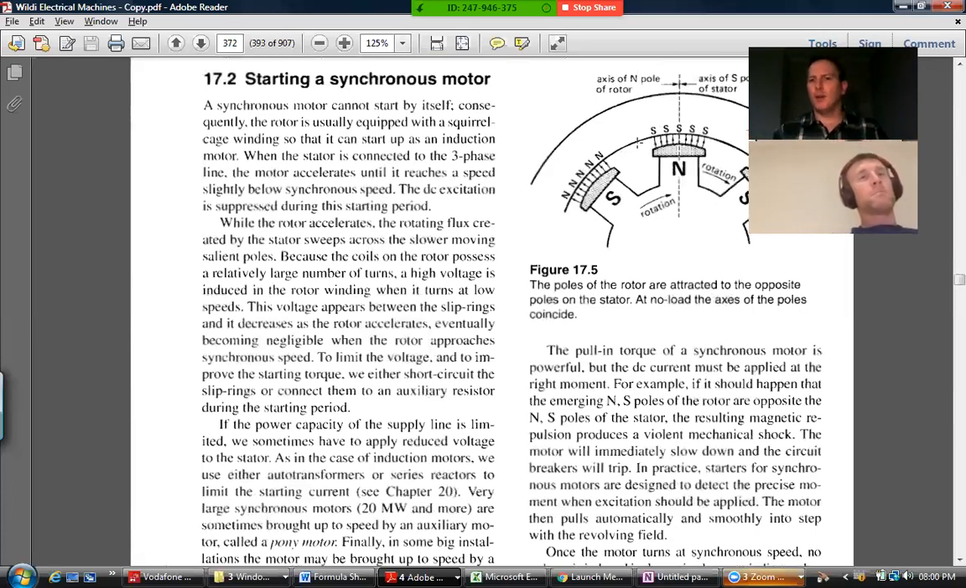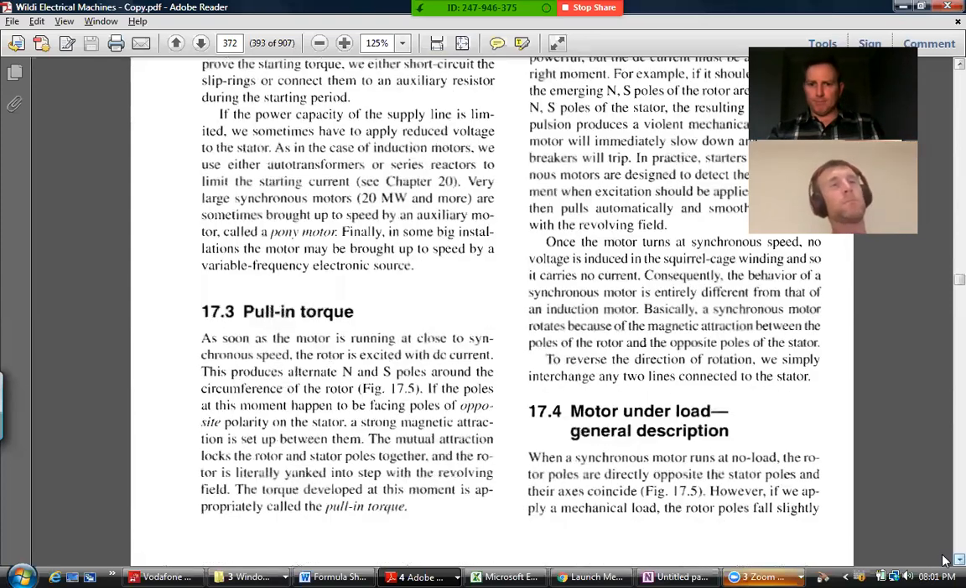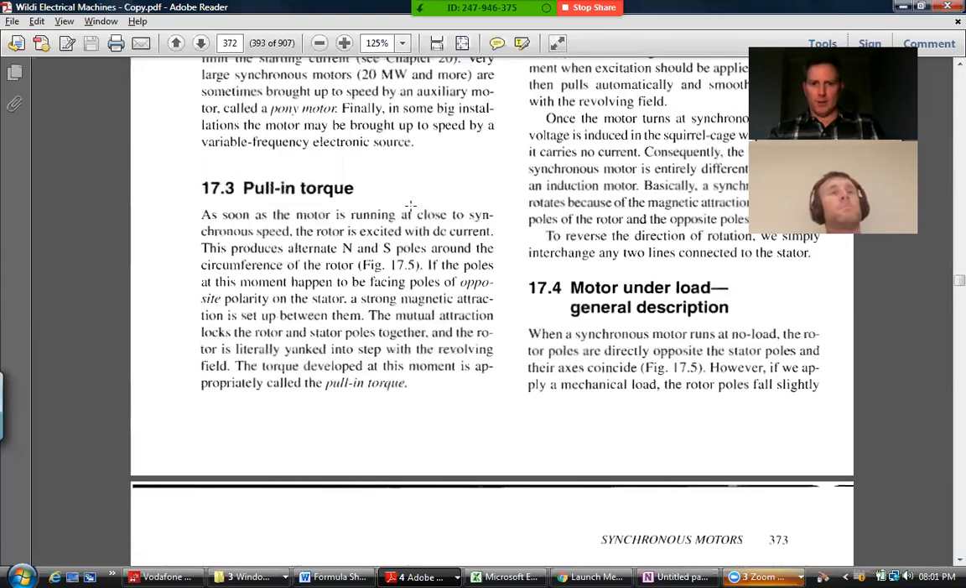And you don't need to have any pony motor or induction windings. But if you're going to throw 50 hertz on it, you're going to have to make a plan. You can read through that about the pull-in torque.